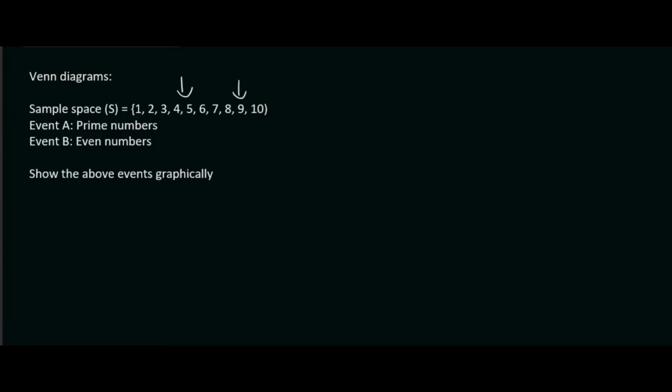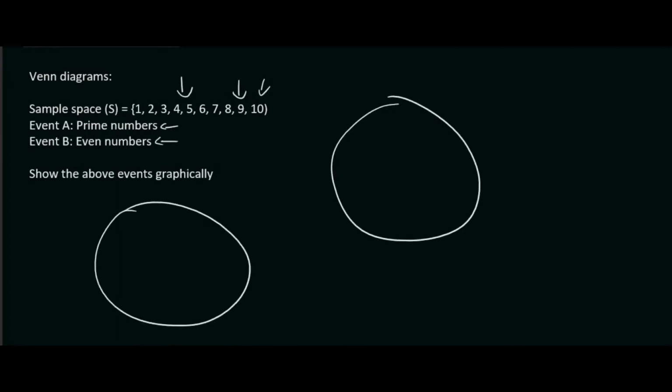I'm going to show you what numbers we have available to use. Now, event A is prime numbers. Event B is even numbers. Show the above events graphically. Now, what you could potentially want to do is you could make a circle over here and a circle over here, and we could call this event A, and we could call this event B.